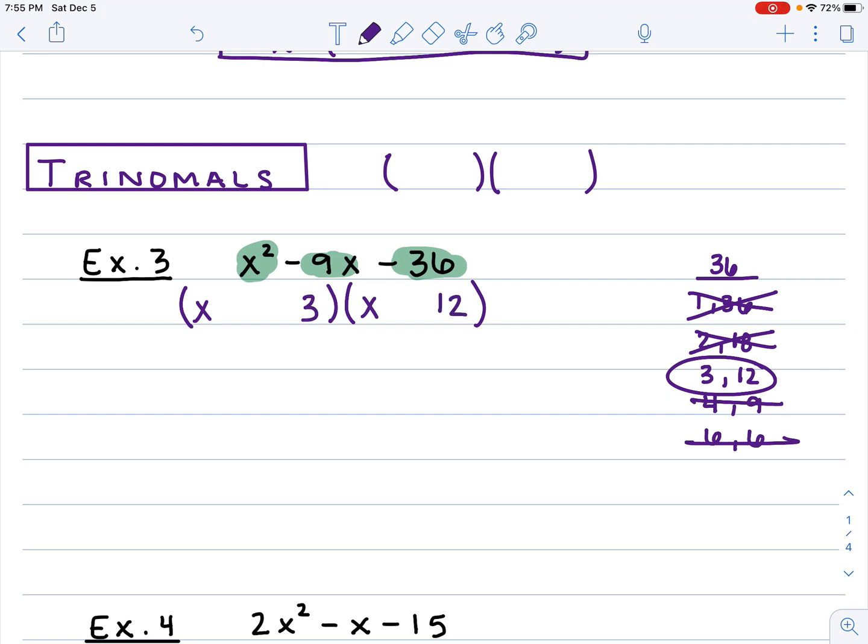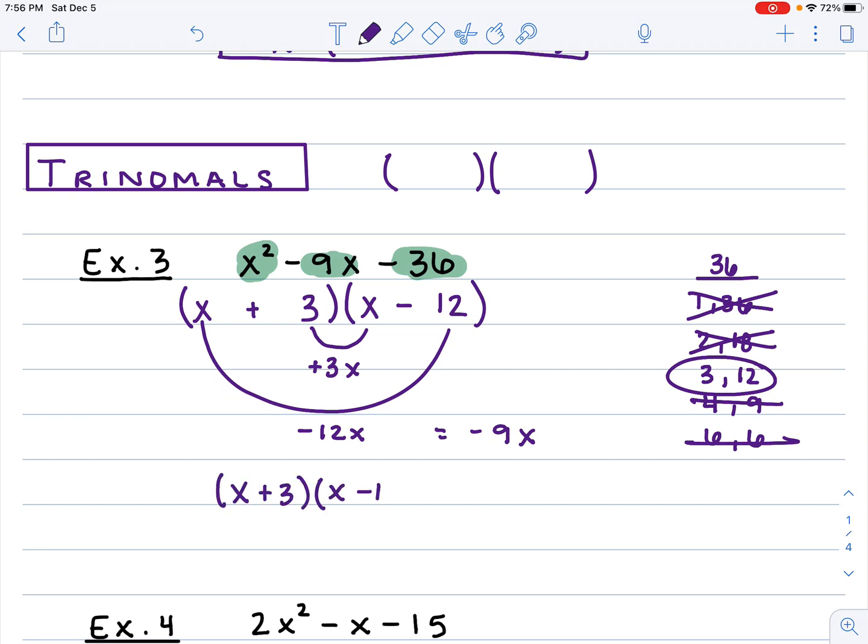So now this is where you do your guess and check. You're going to do the inside, 3 times x, which is 3x. And my outside ones, x times 12, which is 12x. Is there any way you can make those into negative 9x? I can make them if I have a negative 12x and a positive 3x. So my plus would go here and my minus sign would go there. So my answer is going to be x plus 3, x minus 12. And I have factored my trinomial.